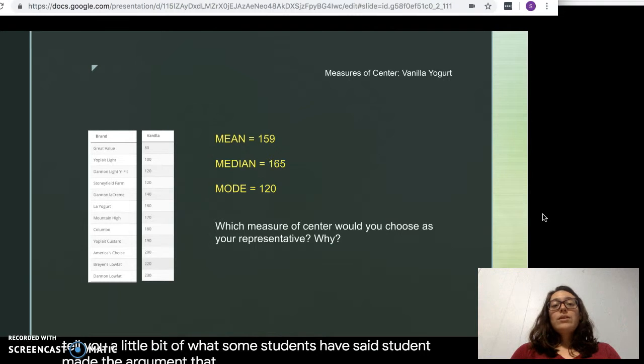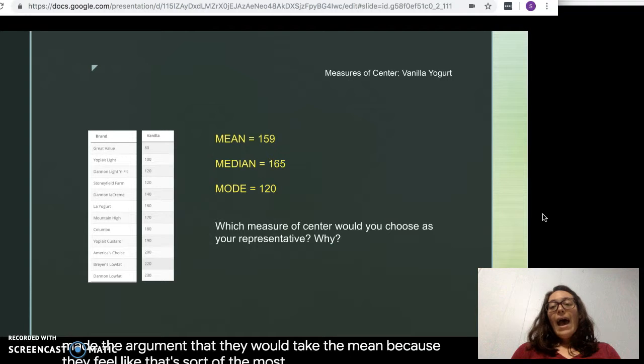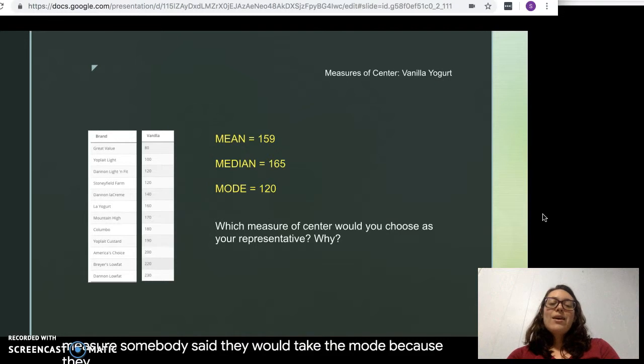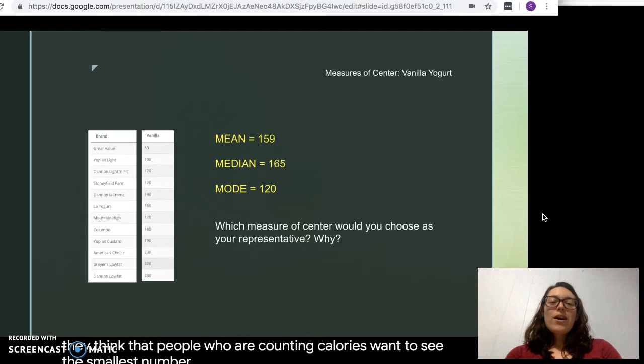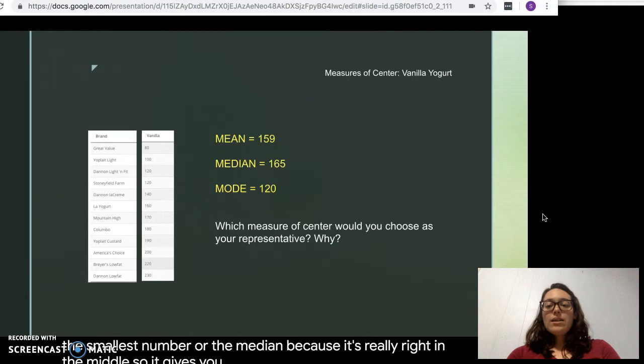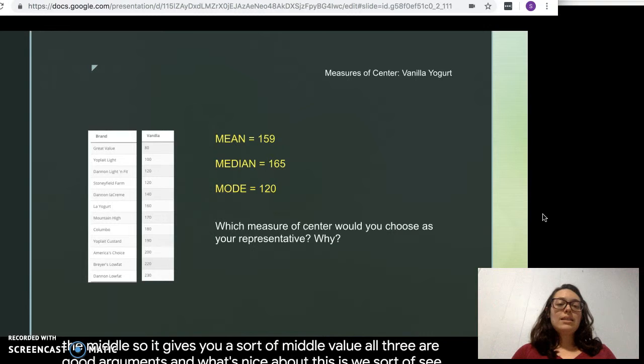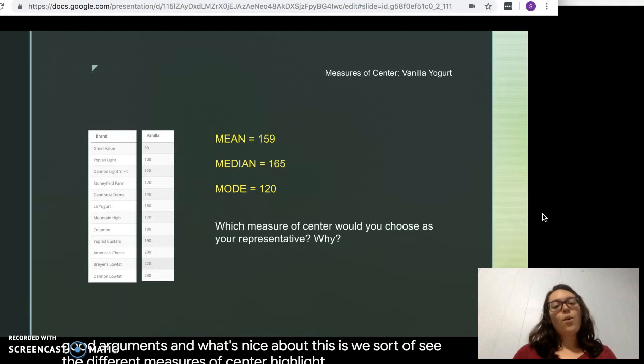One student made the argument that they would take the mean because they feel like that's the most average, accurate measure. Somebody said they would take the mode because they think that people who are counting calories want to see the smallest number, or the median because it's really right in the middle, so it gives you a sort of middle value. All three are good arguments. And what's nice about this is we see that different measures of center highlight different qualities of the data.